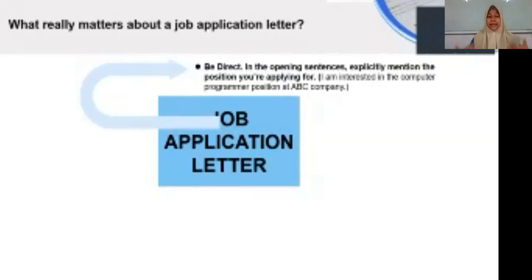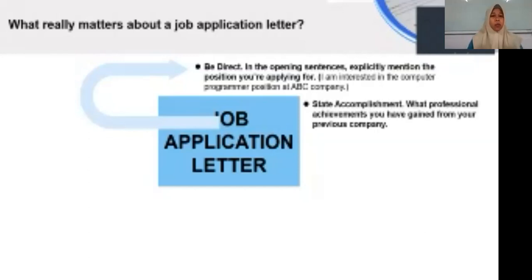Yeah, it's a business letter and people want to go to the point. What is actually the letter about? So you don't have to open your letter by telling something which is less important. Just be direct, tell what position you want to get, and then tell them where you got the information from. So for example, I am interested in this computer programmer position at ABC company. Yeah, you can also put the name of the company there.